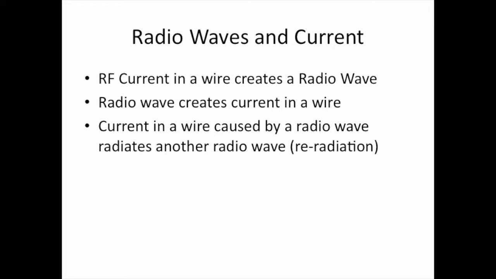Now there are a few things that we need to make sure we understand to do with radio waves and current. RF current in a wire creates a radio wave. A radio wave creates current in a wire. That's like transmitting: you put RF current into a wire to create a radio wave. When you're receiving, a radio wave passes over the wire and causes a current to flow in the wire. And current in a wire caused by a radio wave will radiate another radio wave. That's called re-radiation.